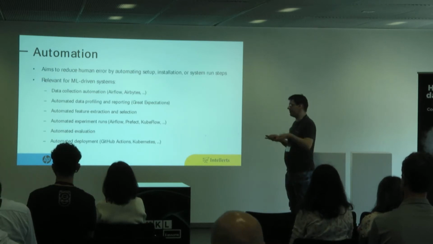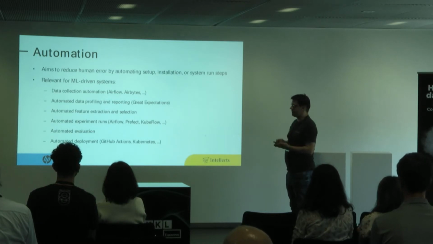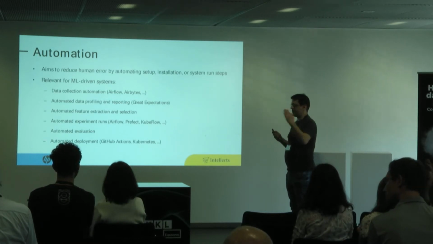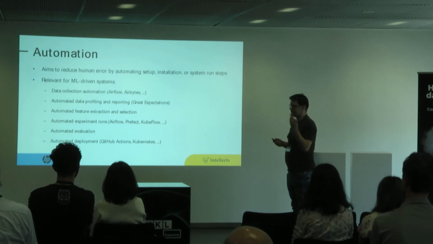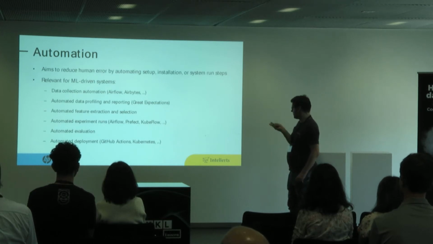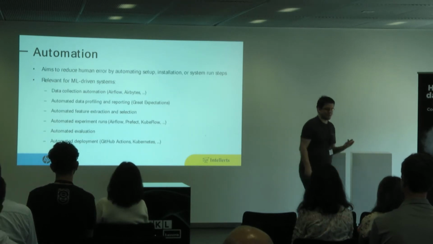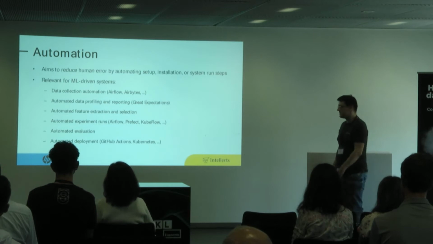Naturally, we know the ETL process, automated data collection. Then again, data profiling and reporting. This is also very important to ensure that the data we're gathering meets certain requirements. Automated feature extraction and selection where possible, automated experimental runs, automated evaluation, automated deployment. Ideally, everything that can be automated should be automated.